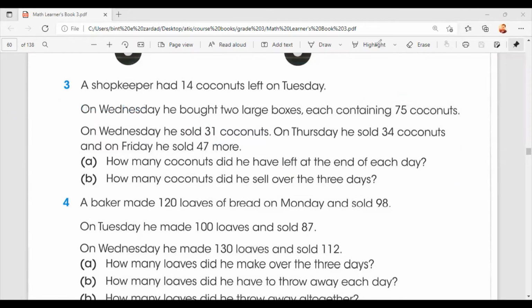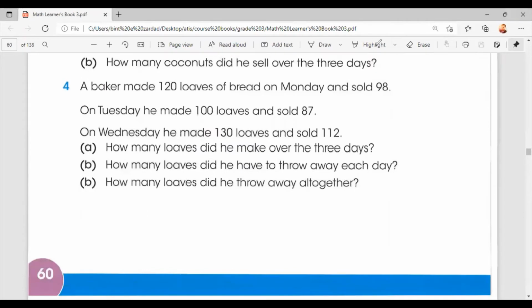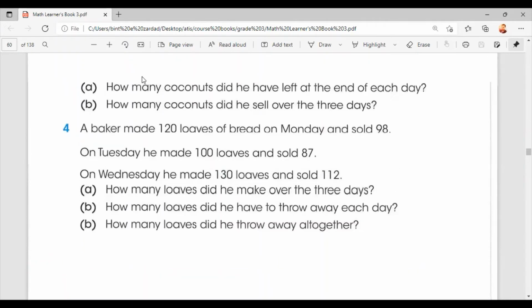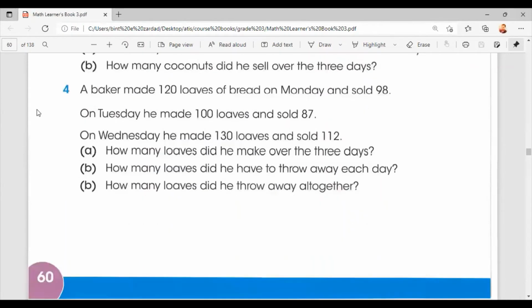So he sold 112 coconuts over the 3 days. Question number 4. A baker made 120 loaves of bread on Monday and sold 98. On Tuesday he made 100 and sold 87, and on Wednesday he made 130 and sold 112. How many loaves did he make over the 3 days? We need to add for Monday, Tuesday and Wednesday. And how many loaves of bread did he have to throw away each day?